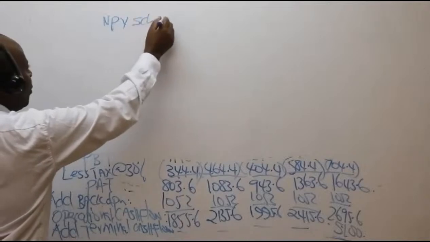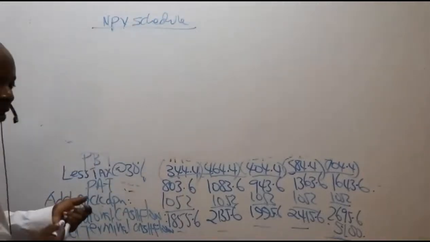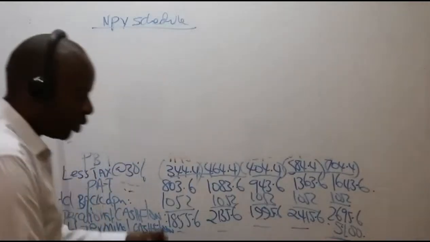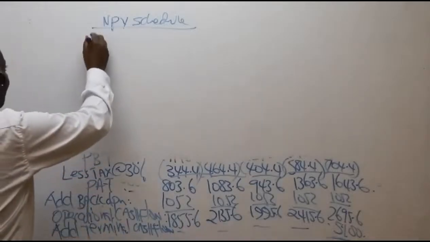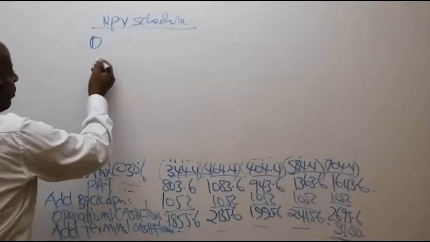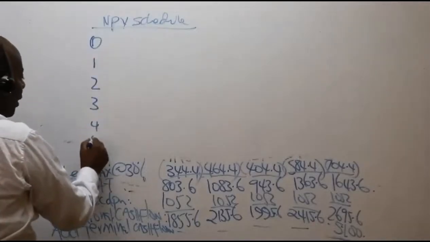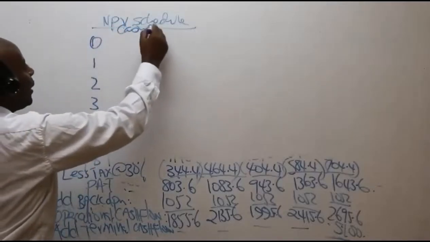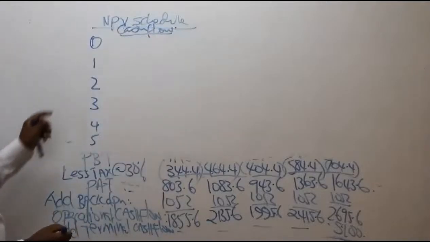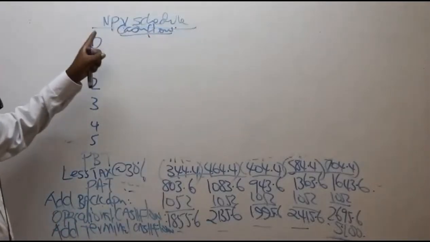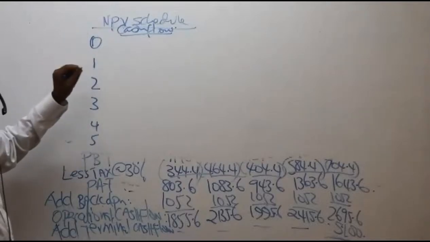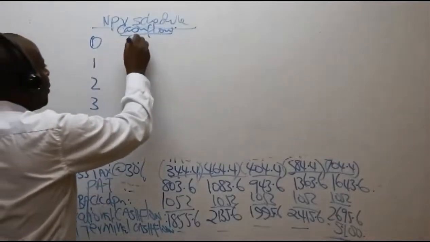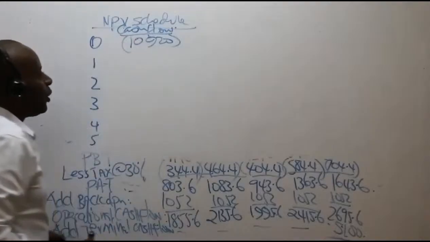So our net present value schedule, what do I have here? I have year 1, actually you can even begin from year 0. Year 1, year 2, year 3, year 4, year 5. So year 0, do we have our initial outlay? Who is able to remember our 10,920? The 10,920 is an outlay. It has to be put in brackets like that.